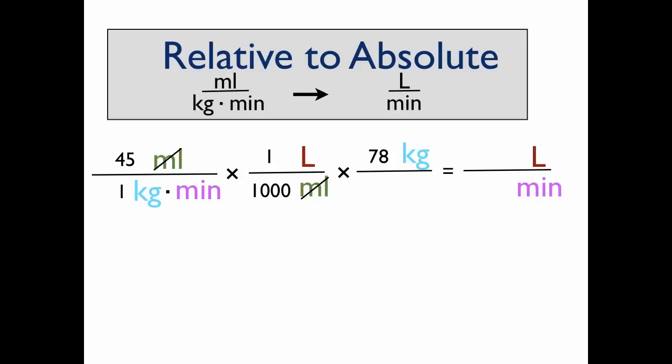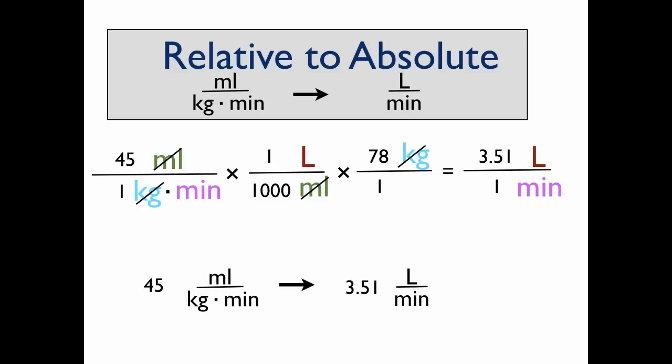Let's say for this example, the person I'm talking about is 78 kilograms. And again, that's over 1. The kilograms will cancel each other out. Top cancels out bottom. So to finish this off, all I need to do is multiply all the top numbers together and divide by all the bottom numbers. Because anything divided by 1 or multiplied by 1 is 1, I'm just going to worry about the numbers that are not 1. So I'm going to take 45 and multiply it by 78 and divide by 1,000. This gives me the answer of 3.51 liters per 1 minute.